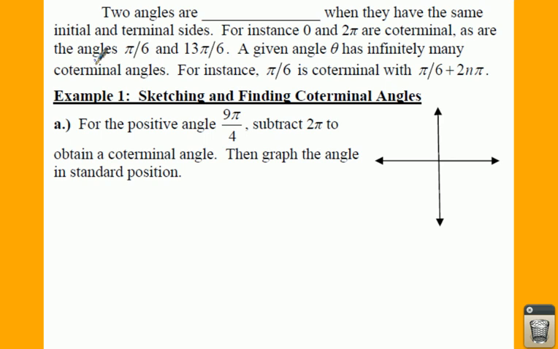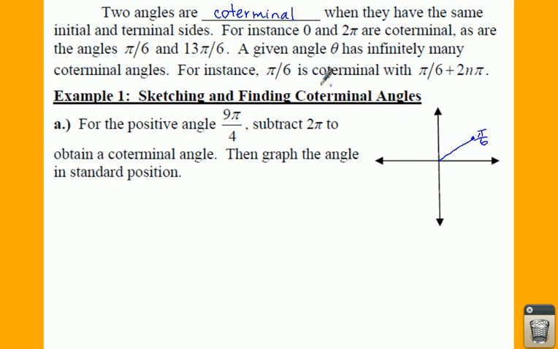So, finally, let's get to an example here. Now, we've talked about this before, but 2 angles are coterminal when they have the same initial and terminal sides. So what we're going to do here is if you have 0 and 2 pi, they're coterminal because they have the same initial and terminal sides. As are the angles pi over 6 and 13 pi over 6. So pi over 6 is just like right here. This is pi over 6.